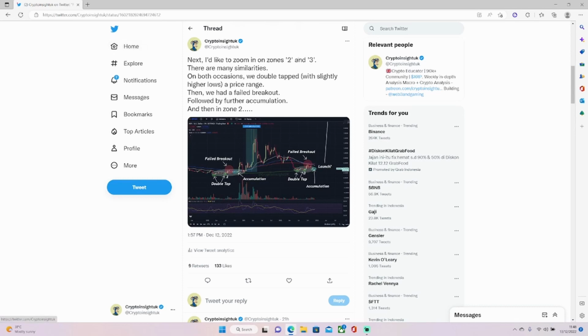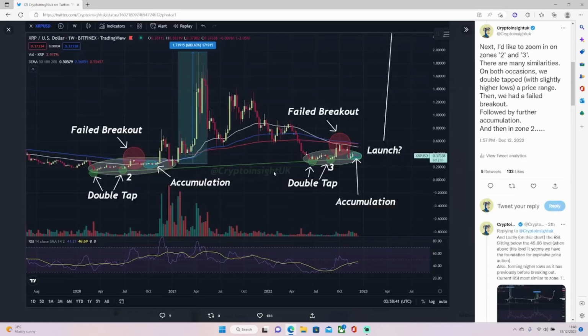Next, I'd like to zoom in on Zones 2 and 3. There are many similarities. On both occasions, we double tap with slightly higher lows in a price range, then we failed to break out, followed by further accumulation. And then in Zone 2, obviously we break out. And so is that going to happen now?